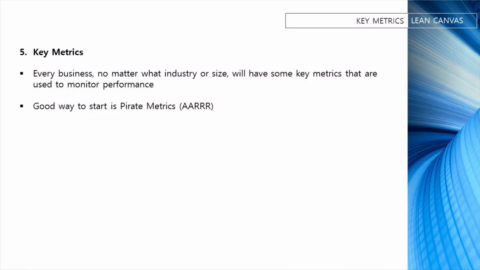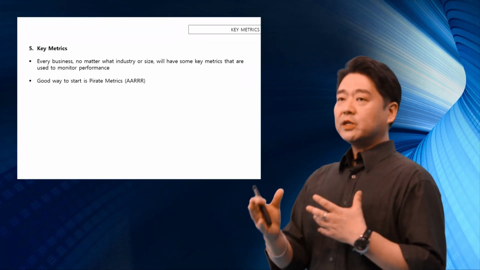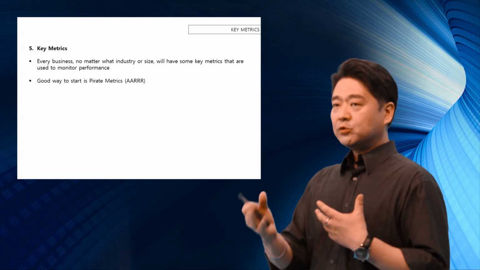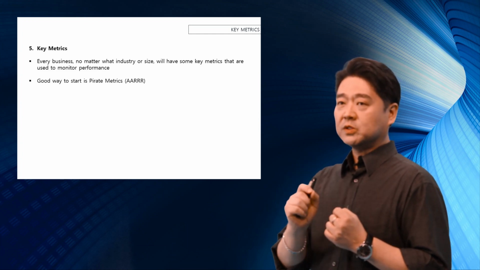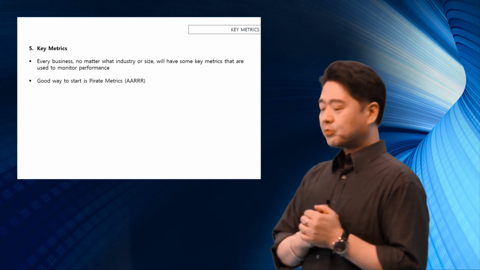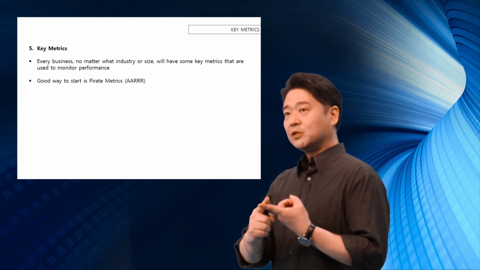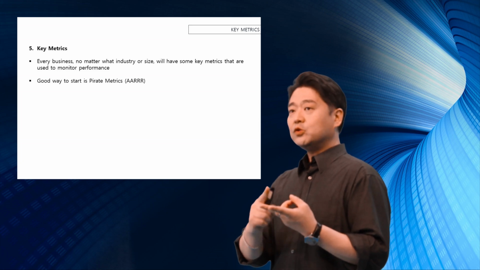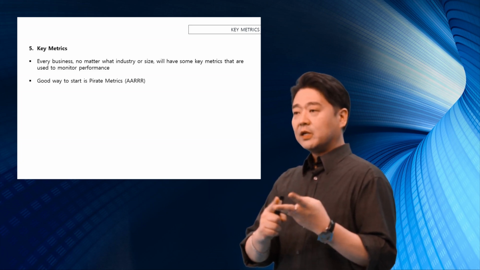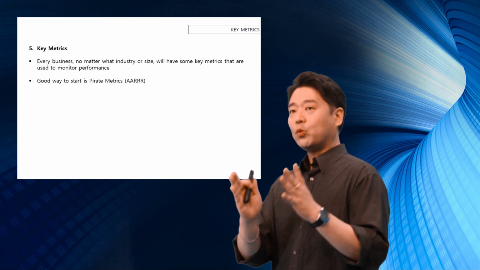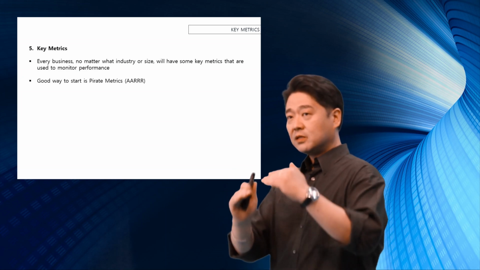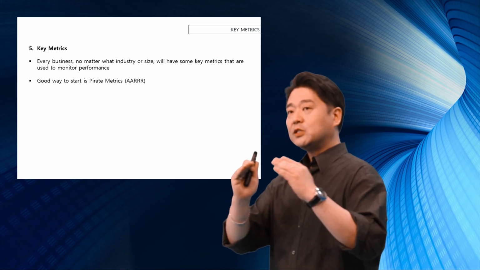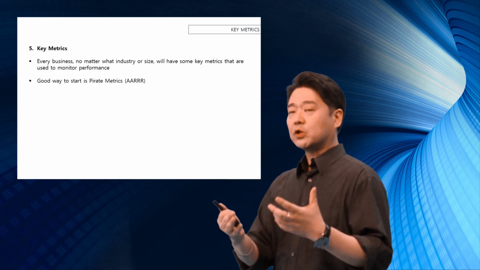Okay, the next block is key metrics. Whatever the industry that you are in, whatever business that you are trying to run, you need to monitor your performances. Okay, here's the thing. You know what you're going to sell, you know who to sell it to, you know your profit structure. Now you need to know exactly what you are doing and you need to check where you are at in your plan. That's why we come up with these key metrics to measure your performances.